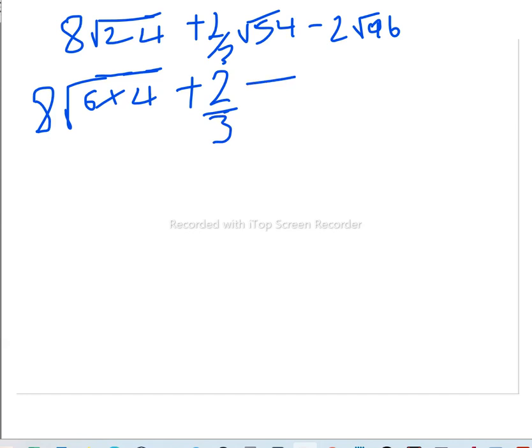54 means the same as 6 times 9. 6 times 9 will be 54. So we can write 6 times 9, minus 2. Here we can also put 96 as 6 times 16, and we can do it again.